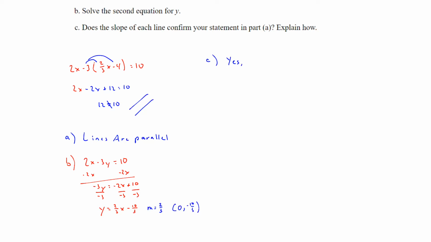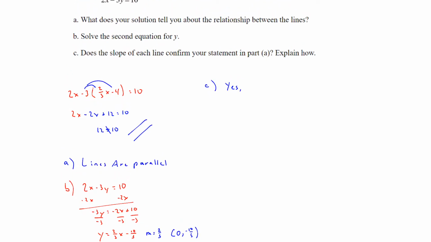So yes, they are also different, which is important to confirm that our statement in part A, where there is no solution, is correct. So I included both in my explanation. Yes, the slopes are the same and the y-intercepts are different.